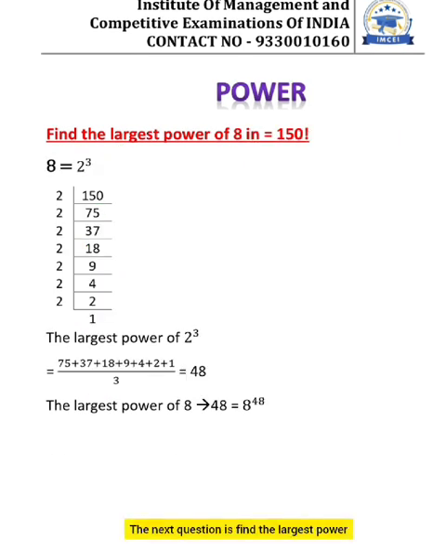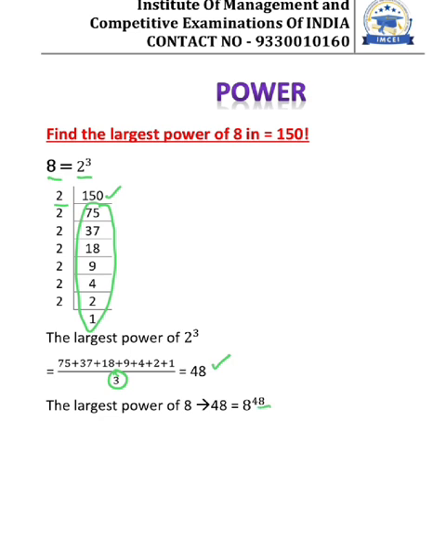The next question is to find the largest power of 8 in 150 factorial. Here, first I am breaking 8 into its prime factorization, which gives 2 cube. So dividing 150 by 2, I get the largest power of 2, which comes to 48, and then I divide it by the power 3. So the final value of the largest power of 8 is 48.